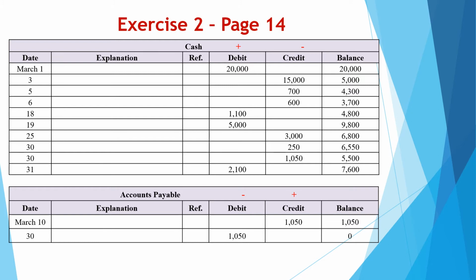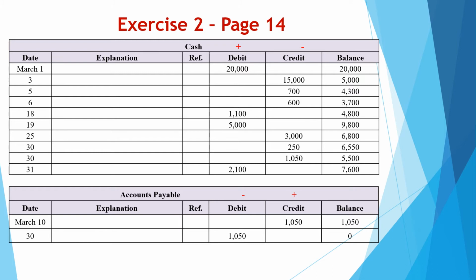Why plus in this date? Because the 1,100 is in debit, and when the cash is in the debit side, it is plus. Please refer to the plus sign in red color above the debit. This means that when the cash is in debit, we have to add the amount to the previous balance.